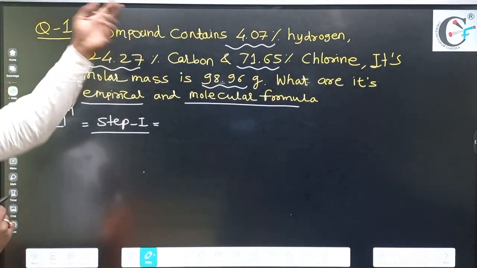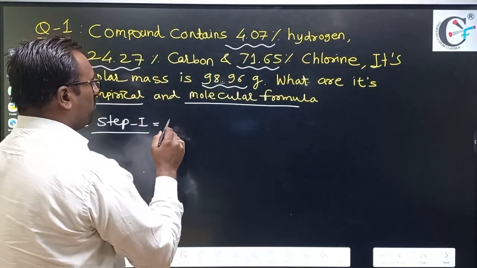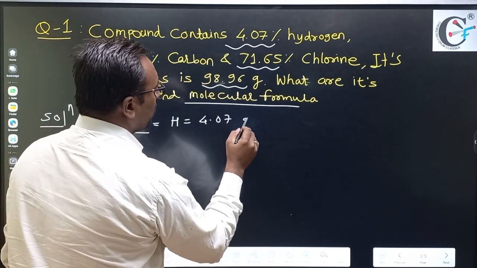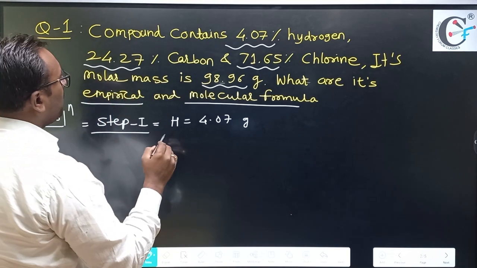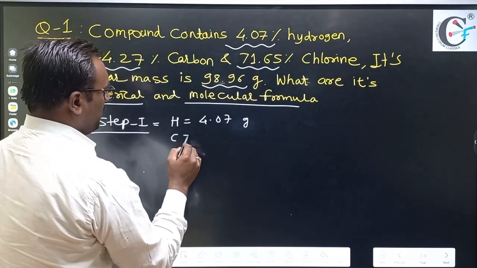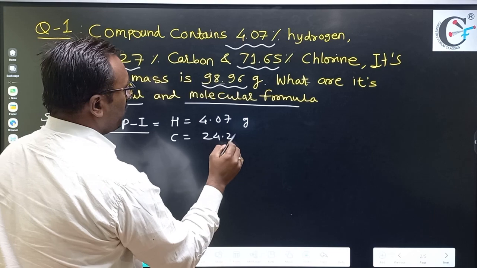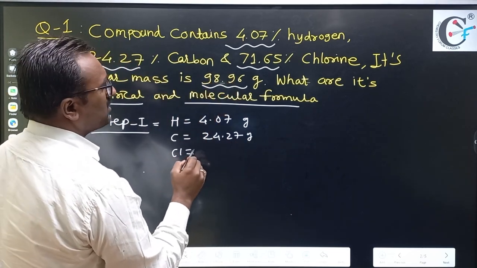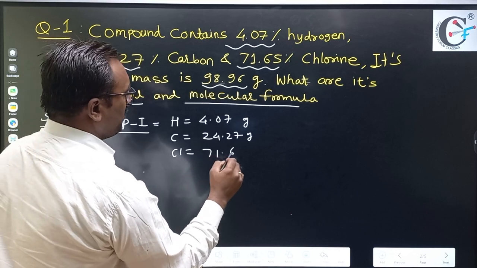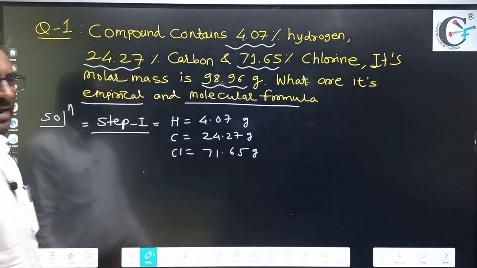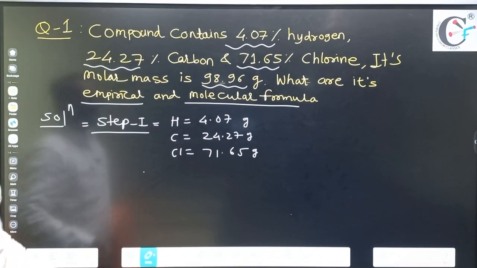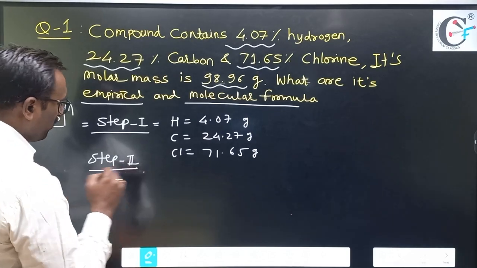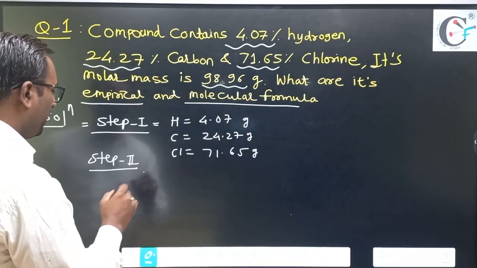So we have 4.07% of hydrogen, which means we have hydrogen equal to 4.07 gram. Then we have 24.27% of carbon, which means 24.27 gram of carbon. Now chlorine is 71.65 gram. Now these are the gram quantities. Now convert these gram quantities into moles. That is step 2. In step 2 we have to convert the gram quantity into moles.